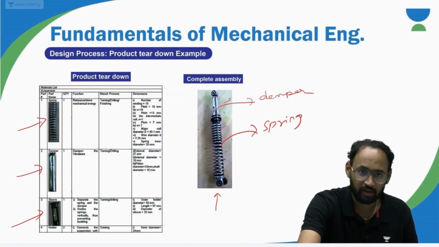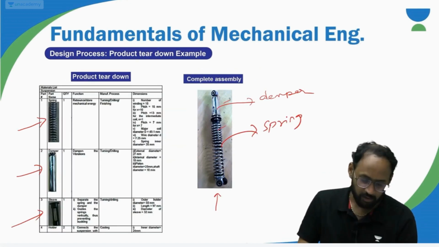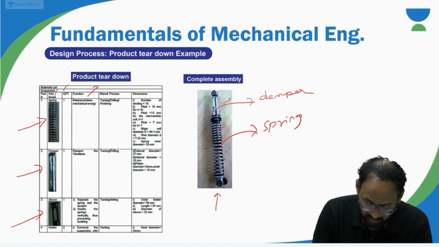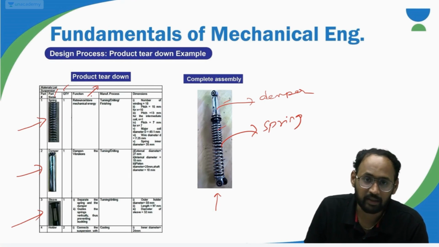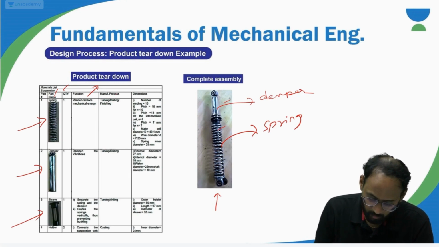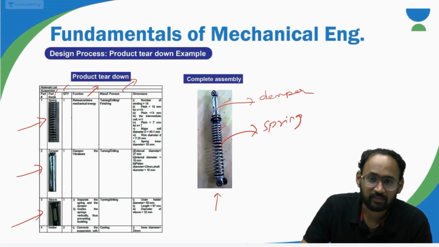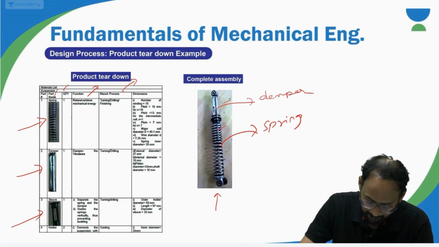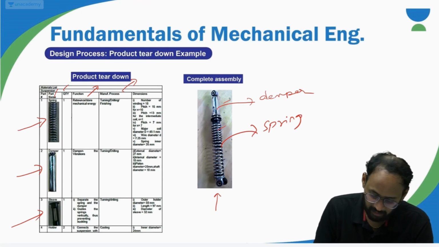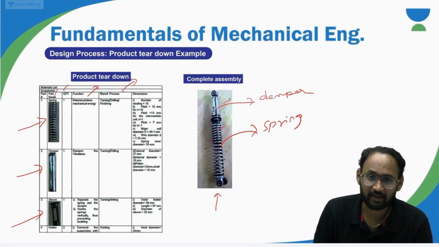Now you basically have the assembly. Here there is a part name, a quantity, and the function of each and every component. This is something we have to write down, along with the manufacturing process used to manufacture that particular component. So in a product tear down for automotive suspension, I have broken down the entire system or assembly into different subcomponents.